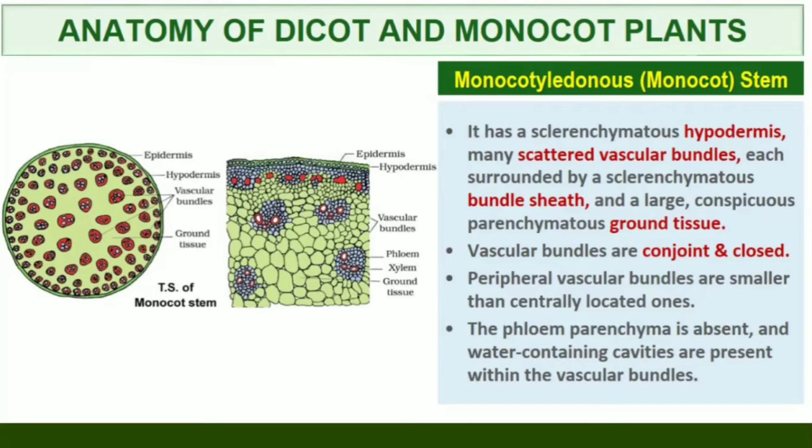Figure 6.7b. Vascular bundles are conjoint and closed. Peripheral vascular bundles are generally smaller than the centrally located ones. The phloem parenchyma is absent, and water-containing cavities are present within the vascular bundles.